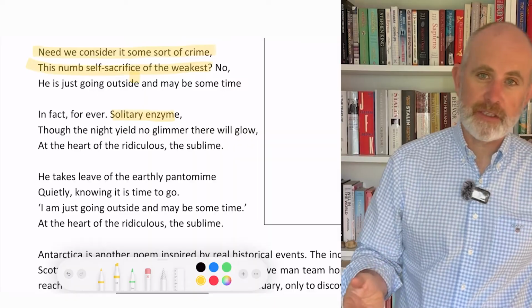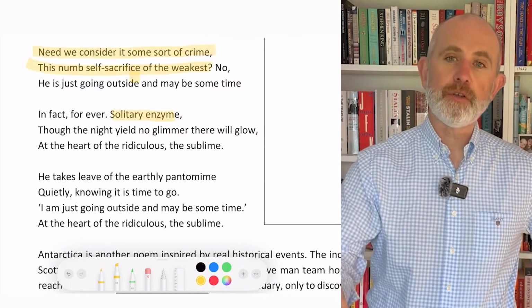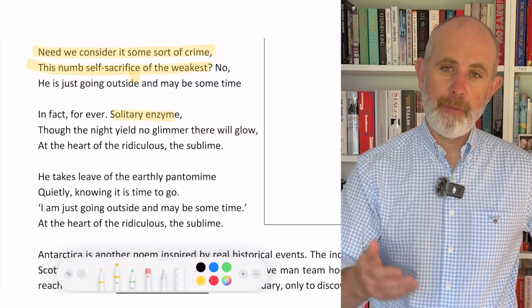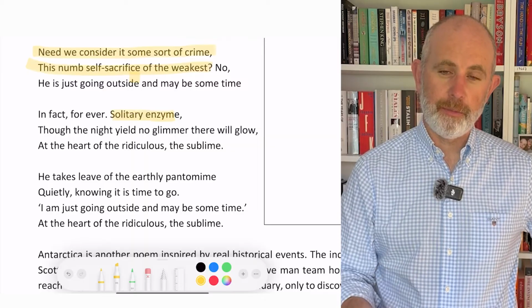He takes leave of this earthly pantomime, quietly knowing it is time to go. I am just going outside and maybe some time. At the heart of the ridiculous, the sublime.